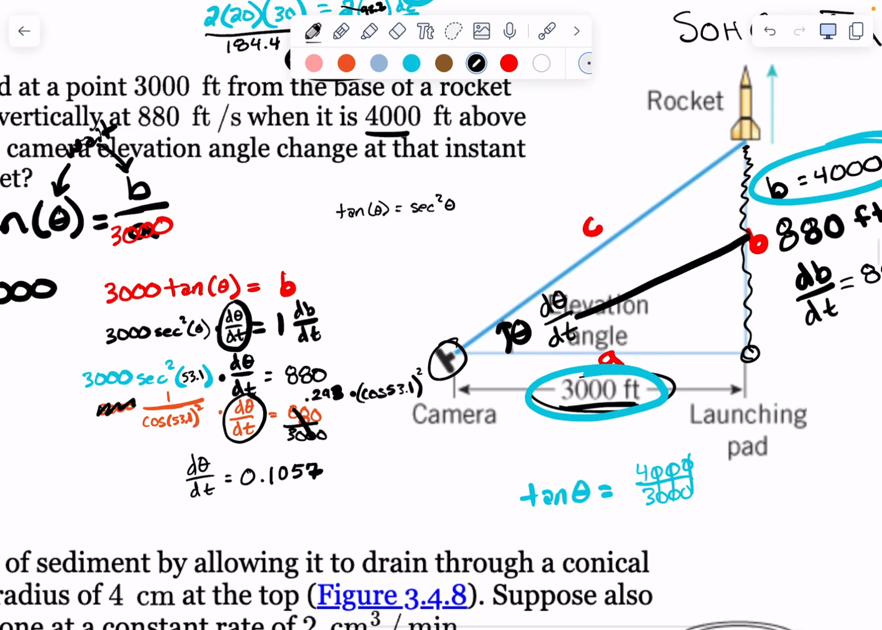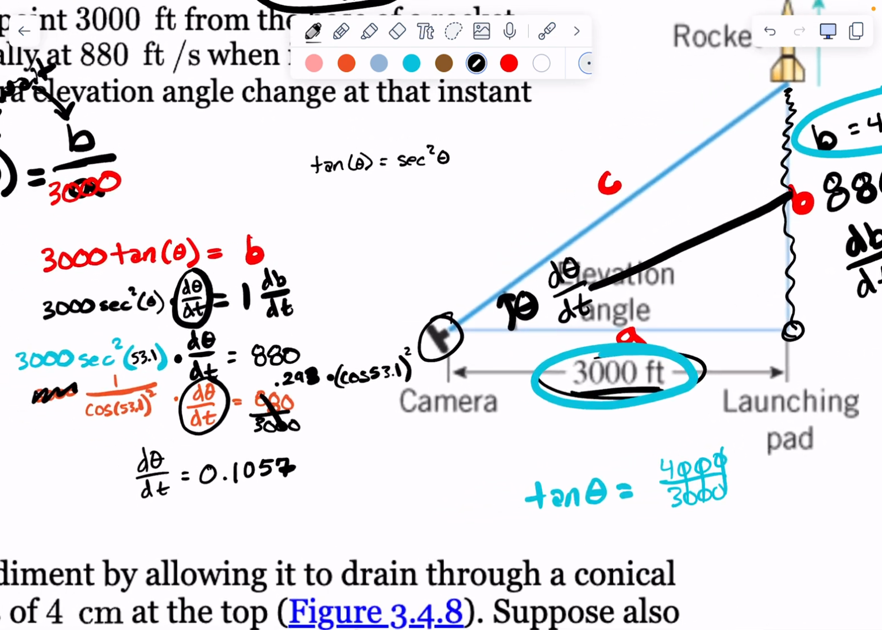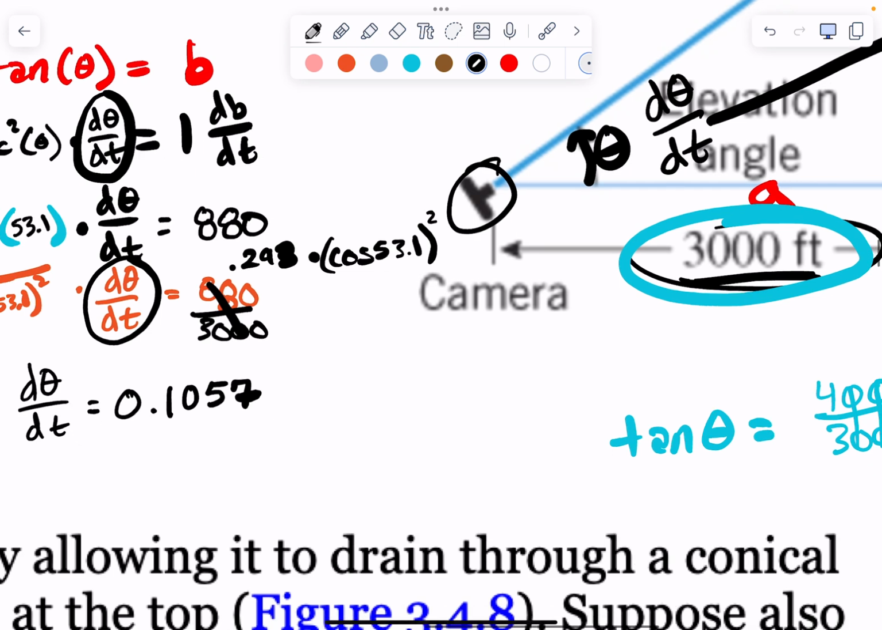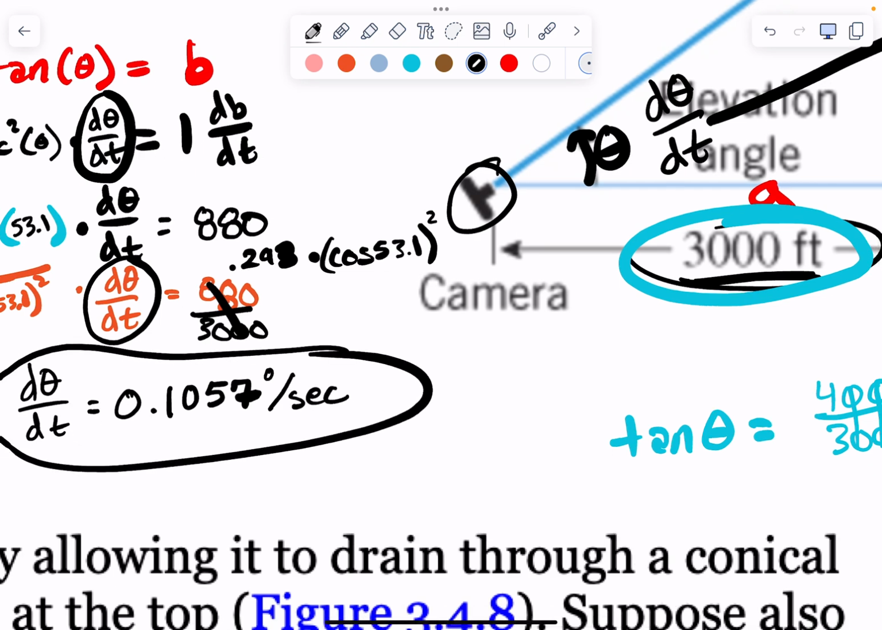The rate that the angle is changing is that much, what? Degrees per second, right? Because your angle is in degrees, right? So it's changing that many degrees per second. Yeah. That's not a lot. Why is that not a lot?